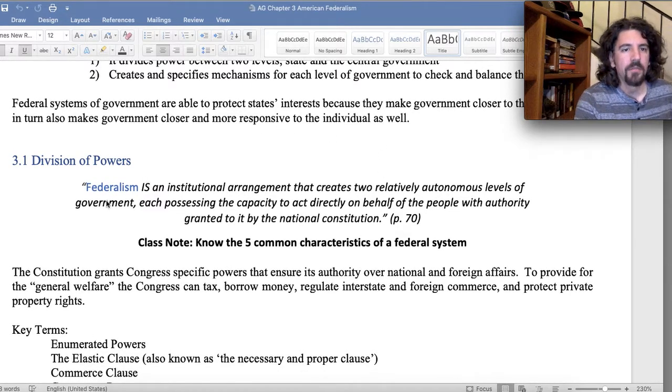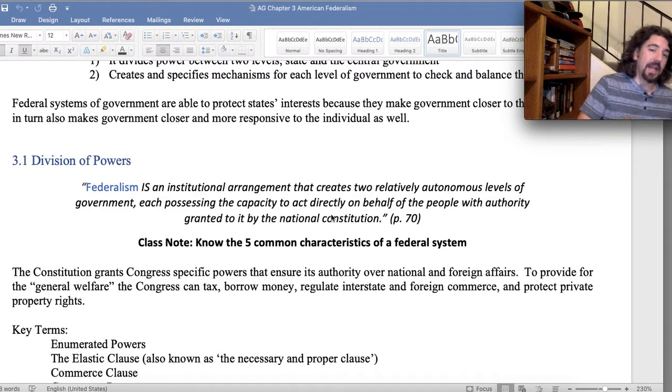Here's a good definition, a good key term, if you have presented this homework. Federalism is an institutional arrangement that creates two relatively autonomous levels of government, each possessing the capacity to act directly on behalf of the people with authority granted to it by the national constitution. I can't go through all of this quickly, but there are five basic characteristics of federalism, which I will run through very quickly in this video.